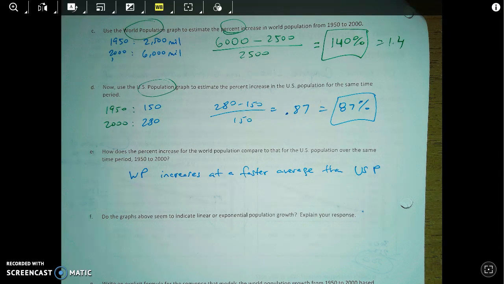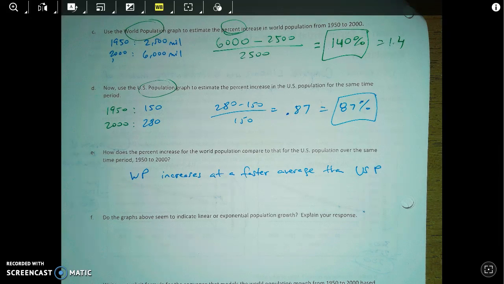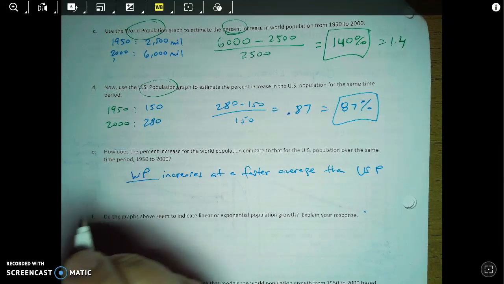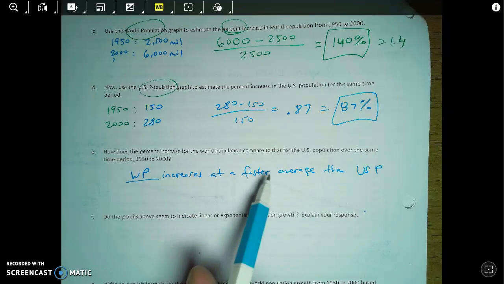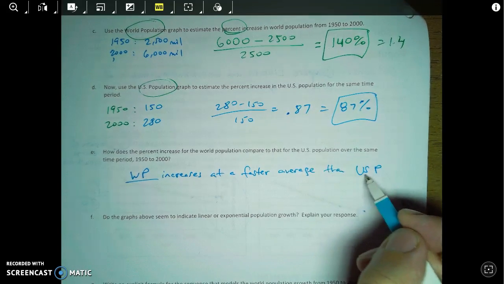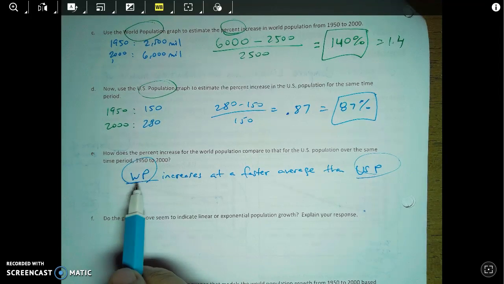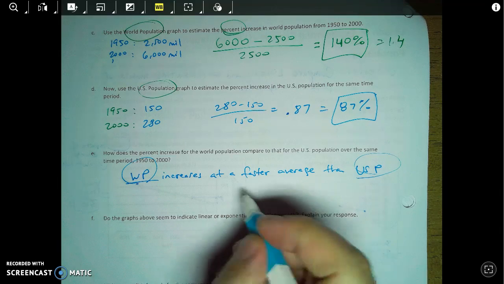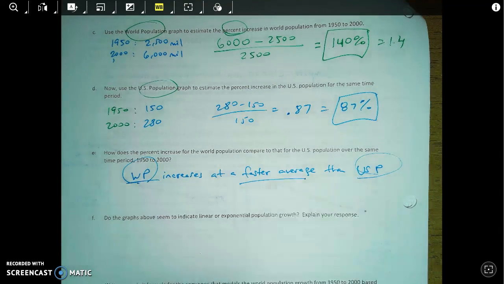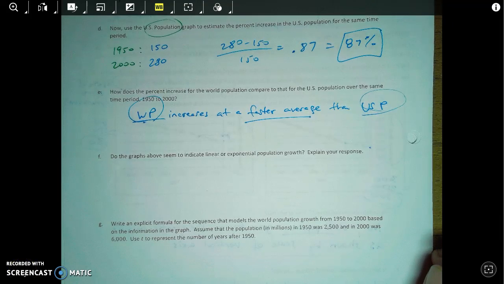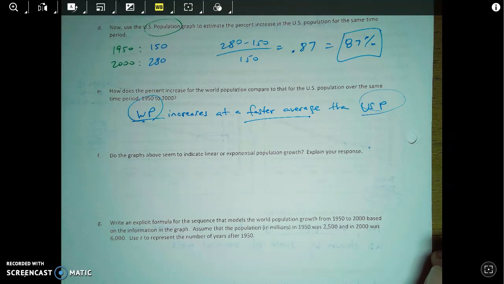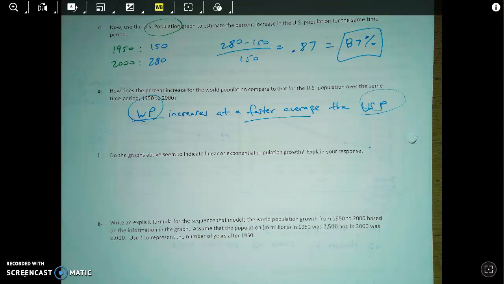Question E says, how does the percent increase of the world population, which I shorthand WP, compare to the US population, USP, over the same period of time? From 1950 to 2000, we notice that the world population increases at a much faster average than the US population. Question F says, do the graphs above seem to indicate linear or exponential population growth? By looking at the graphs, they look to be linear.